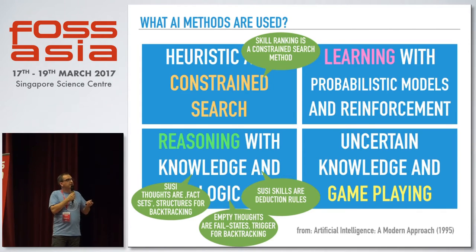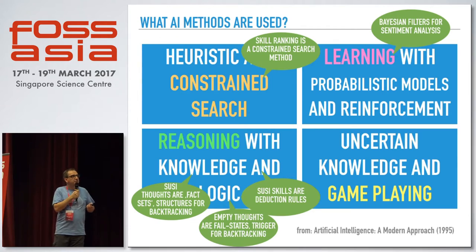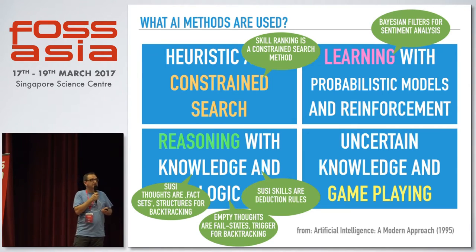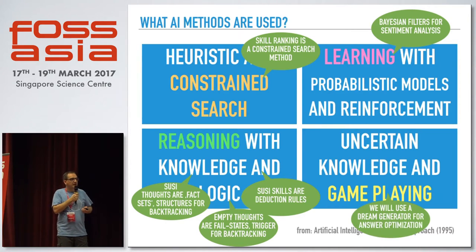The ordering of skills is a constrained search method because you are ordering in such a way that the best result is achieved. We have some learning methods within the log-log because there is a Bayesian filter which can do a sentiment analysis. And in the future, we will use game-playing technology to create new skills automatically.